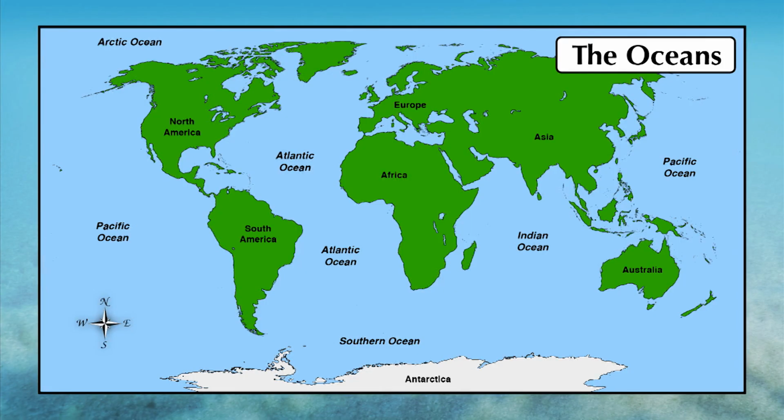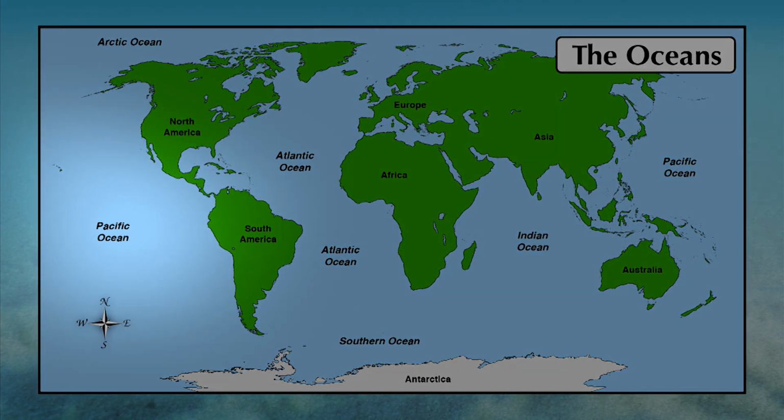In this generic map, we see that the majority of Earth's surface is indeed covered by water, and 71% of the Earth's surface is covered by oceans, 5 major oceans to be exact. Now, 2 of those oceans are probably going to be pretty familiar to you because they flank the United States. On the west coast, of course, we have the Pacific Ocean, which is the largest ocean, and then we have the Atlantic Ocean on the east coast.